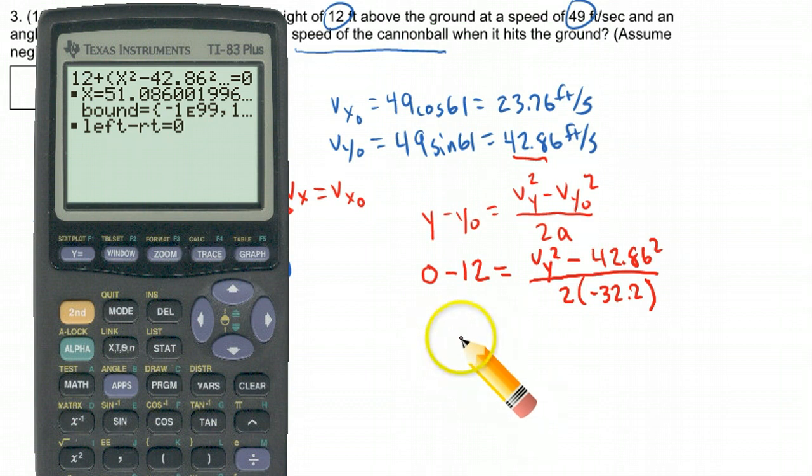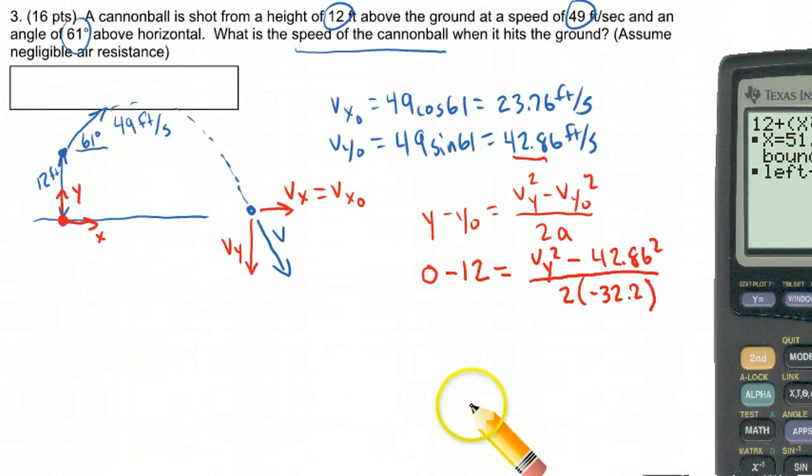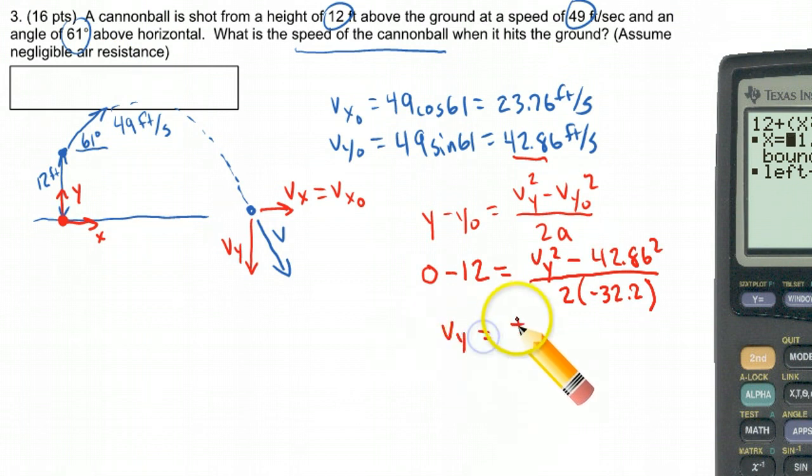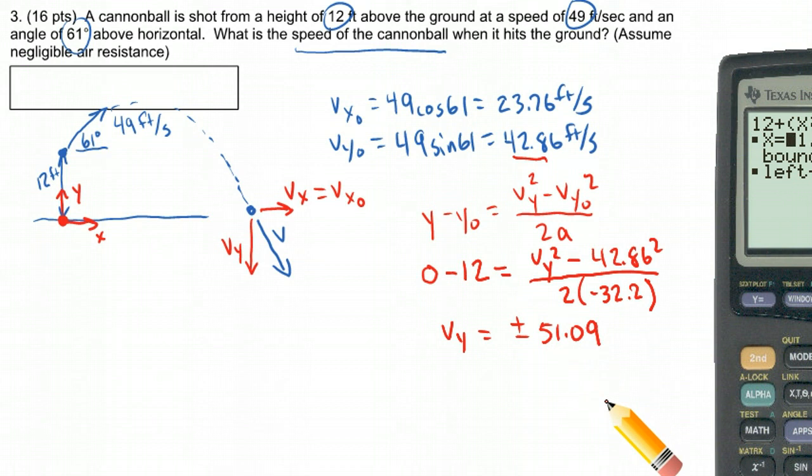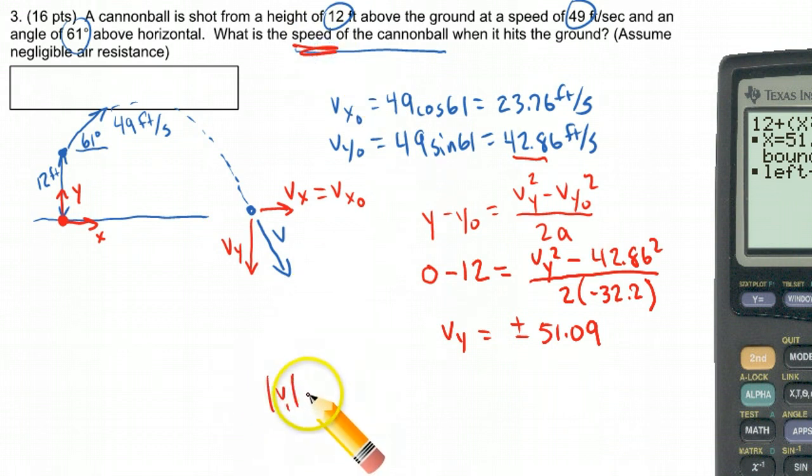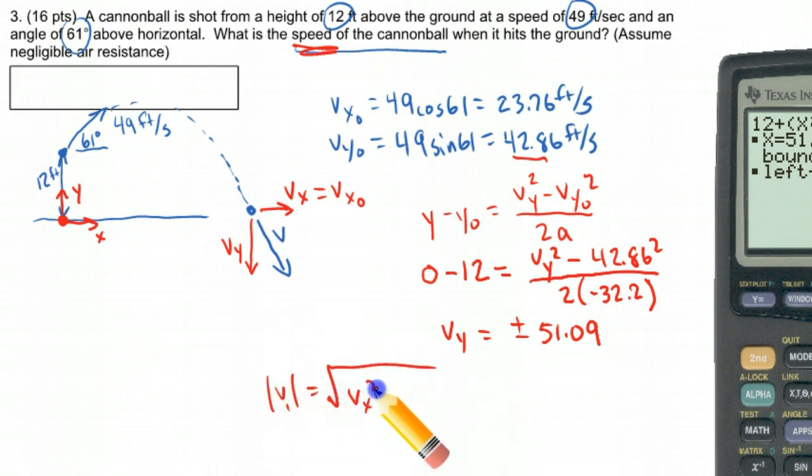Okay, so our actual Vy in this case would be negative. Vy is equal to plus or minus 51.09. And it's downward in this case, so we would choose the negative value, but we just want the speed. So the total speed at the final point is the square root of Vx squared plus Vy squared.